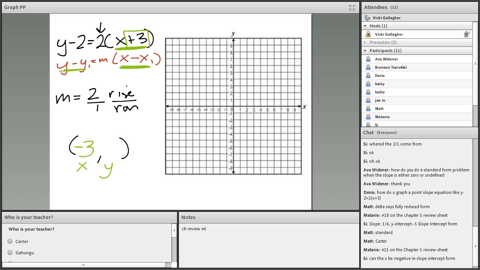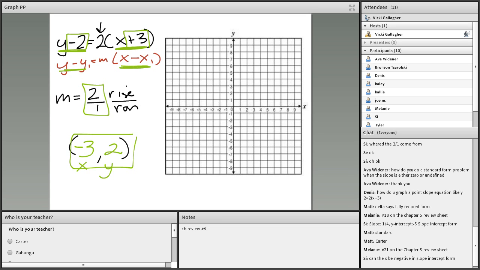Same thing for your y coordinate. So here's my letter y. If it has a y -2, I'm actually going to write a +2 for my ordered pair. And so here's my point, and here's my slope.